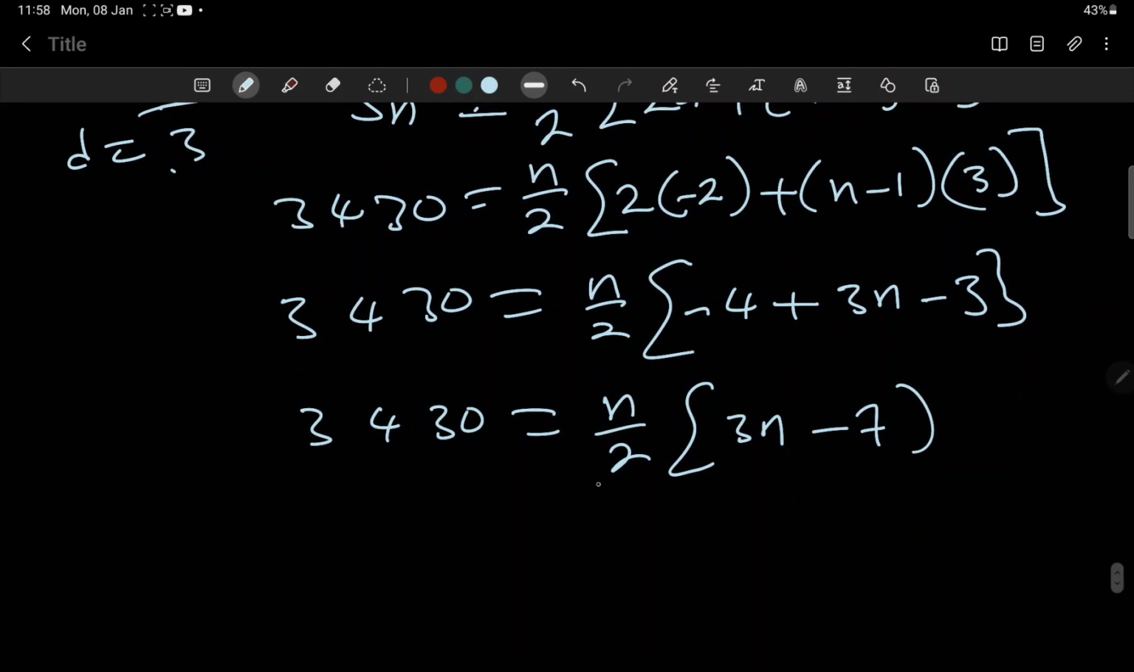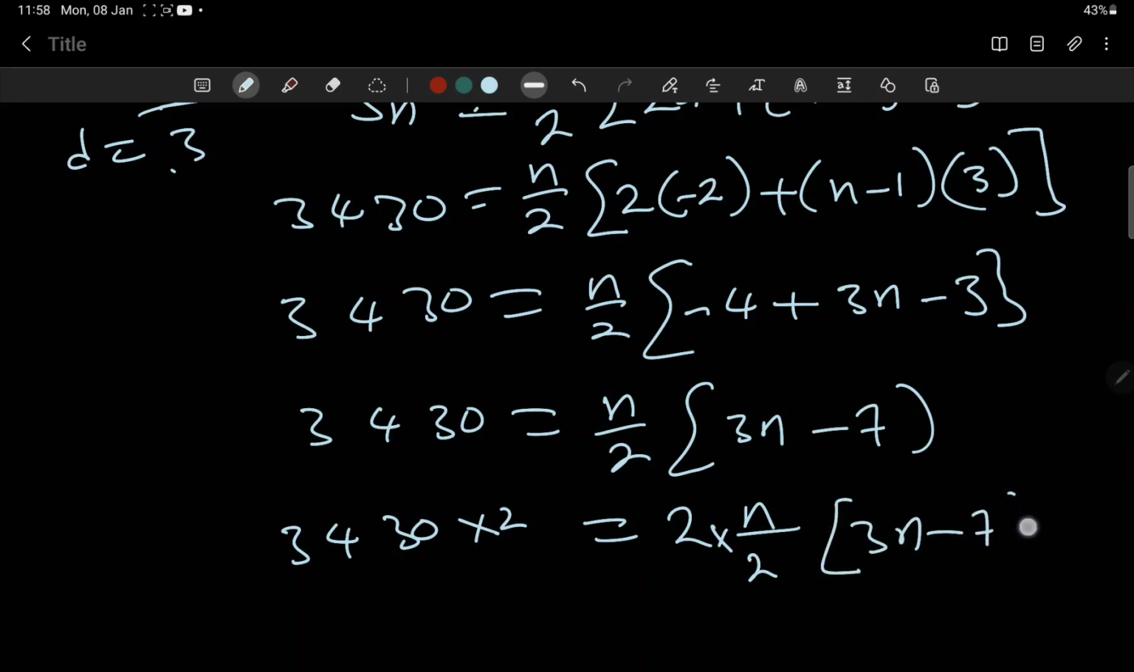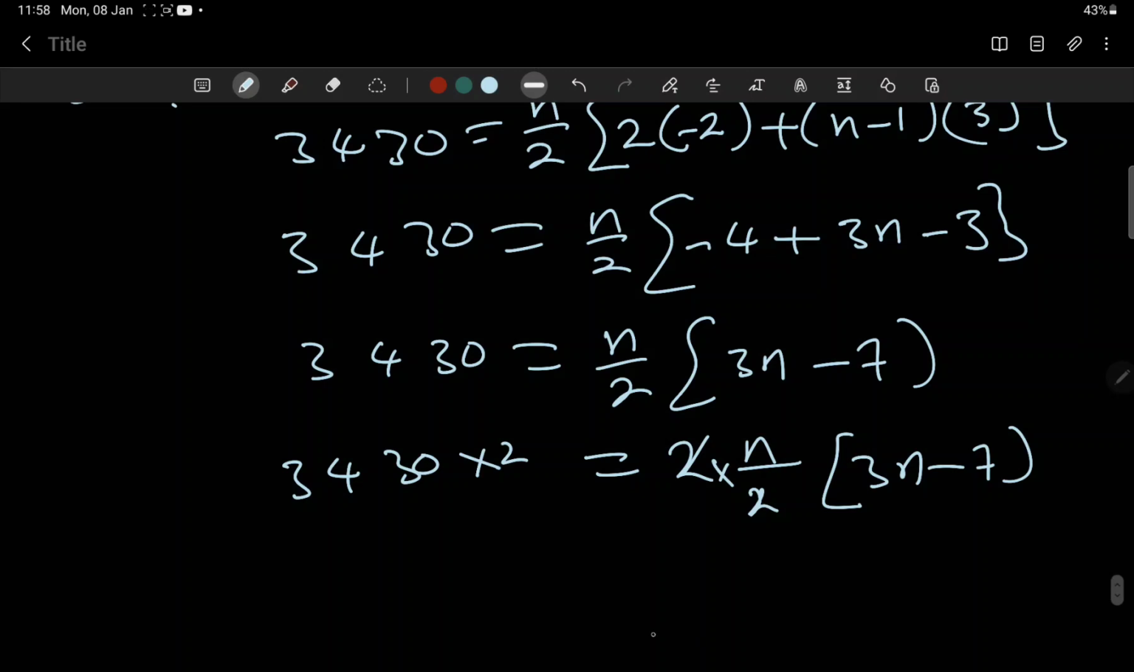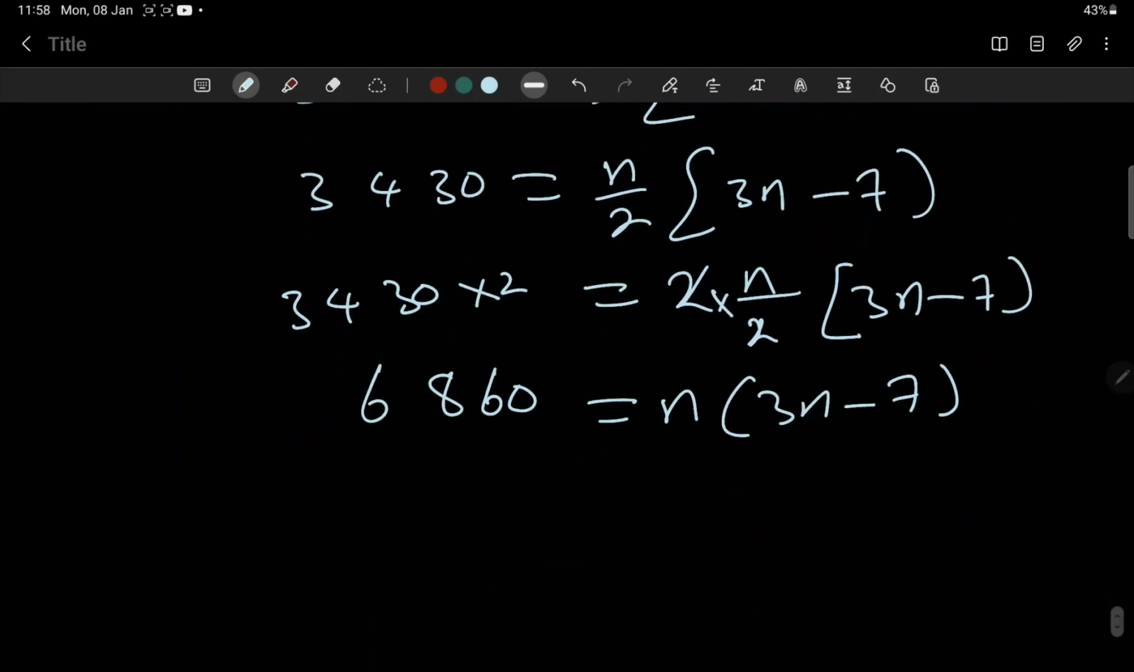Now we can multiply both sides by 2, 3,430 multiplied by 2, so that we can cancel out the 2 from the right hand side. Then the 2 goes away, and on the left we have 3,430 multiplied by 2, that is 6,860 equals n in bracket 3n minus 7. Then you can simplify the right hand side.